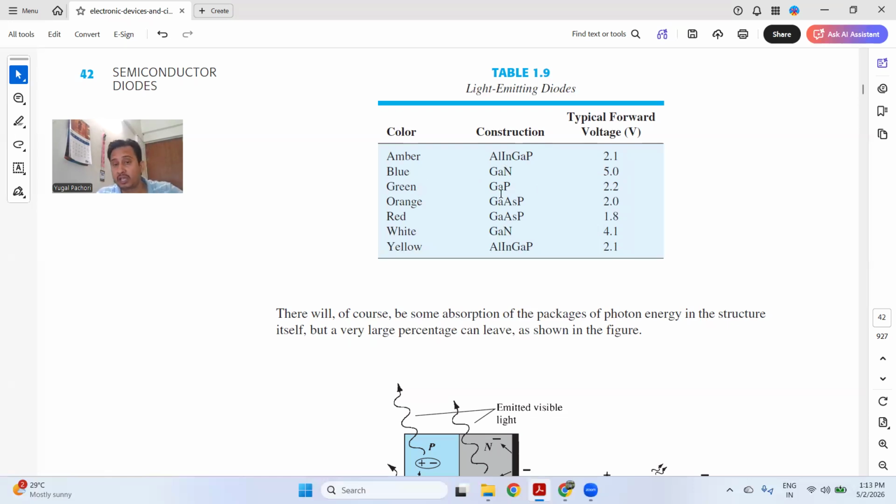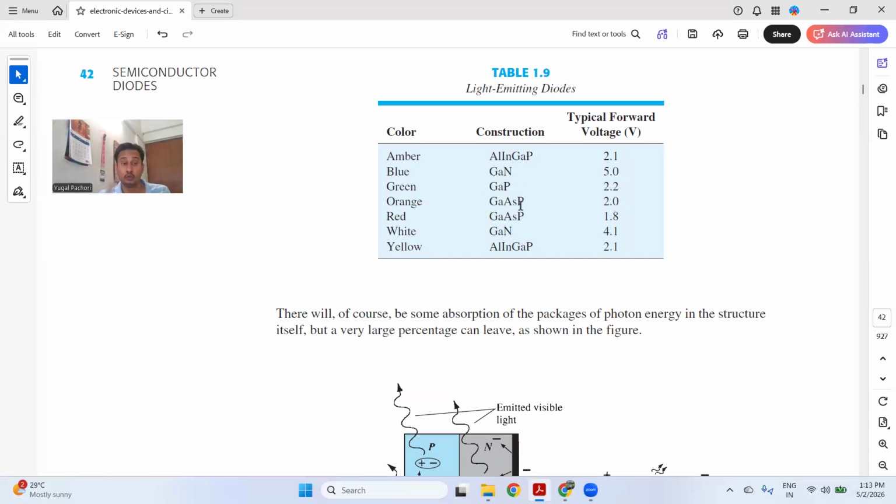Green is for gallium phosphide. Orange is for gallium arsenide phosphide, and red is for gallium arsenide phosphide. So the orange and the red are the same material, but at a different voltage. 2.0 is for the orange. If you have 1.8 with the same material, you will have the red. The white is gallium nitride at a voltage of 4.1. You can see gallium nitride is giving the blue, but the voltage level is different.